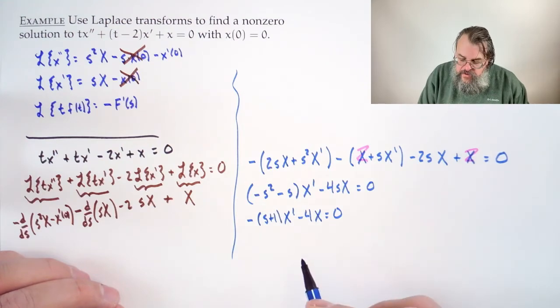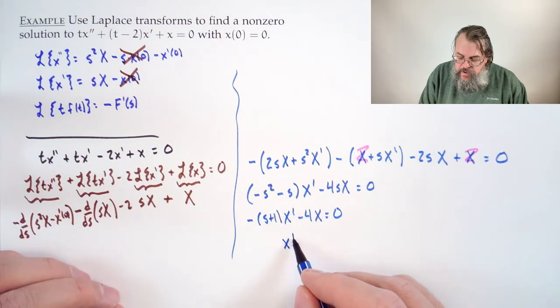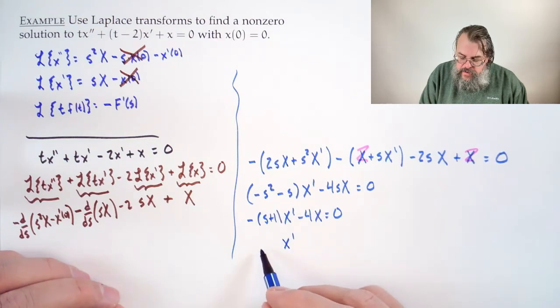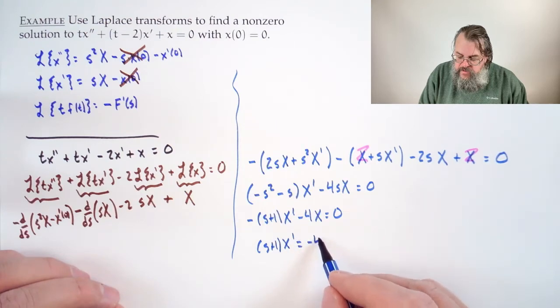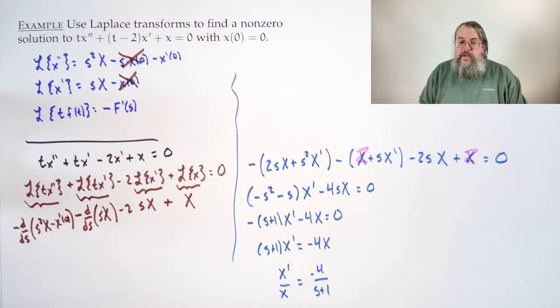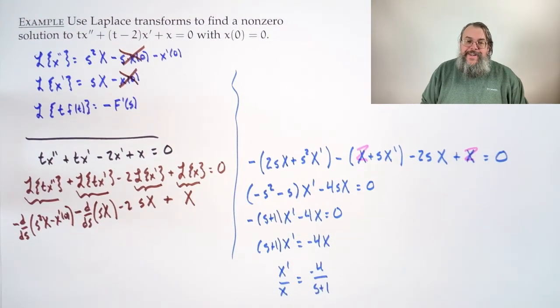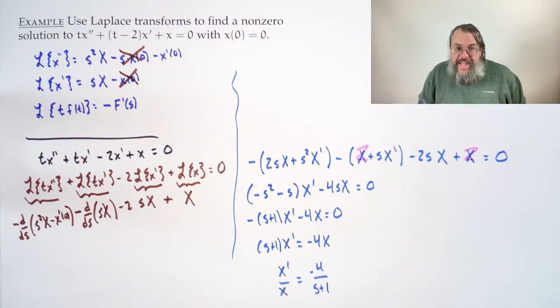Okay, so now rearrange things. We get x prime times s plus 1 equals minus 4x, or x prime over x is equal to minus 4 over s plus 1. Okay, cool. Now we're like a differential equation inside the Laplace transform. Yeah. Cool. Well, okay, what do we do?